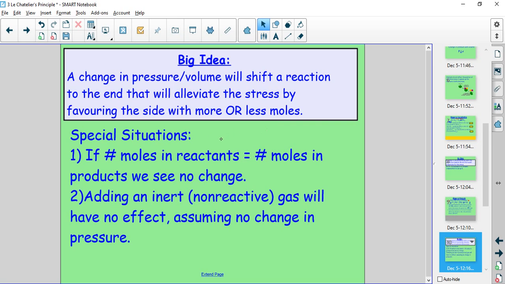Now there are a couple of situations here that you might run into. If the number of moles on the reactant side is equal to the number of moles on the product side, then effectively you will not see a change because of any kind of pressure or volume stress. Or if you add an inert or non-reactive gas, a gas that is not involved in the reaction, this will not have any effect. And I'm jumping to this point, assuming though that there is no change in pressure. Okay, so that's an important assumption to be made, even though it may not be a practical one.